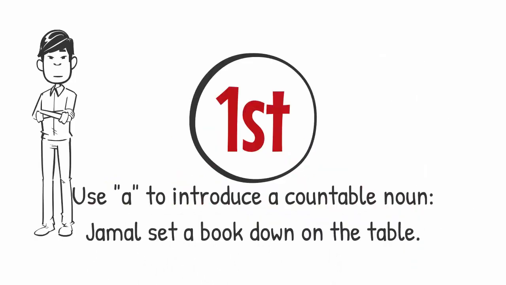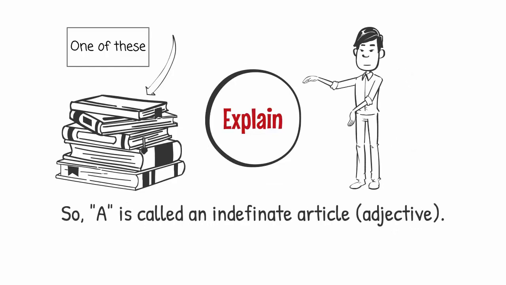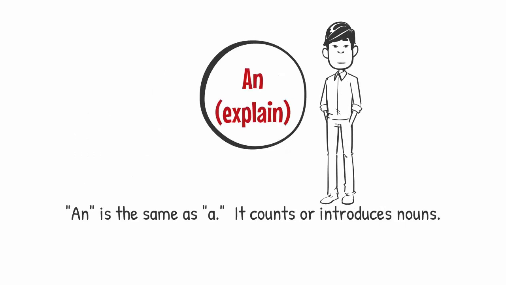First, use a to introduce countable nouns. For example, Jamal set a book down on the table. A indicates one of many. So a is also known as an indefinite article, in addition to being an adjective. An is also an indefinite article, and just like a, it counts or introduces countable nouns.